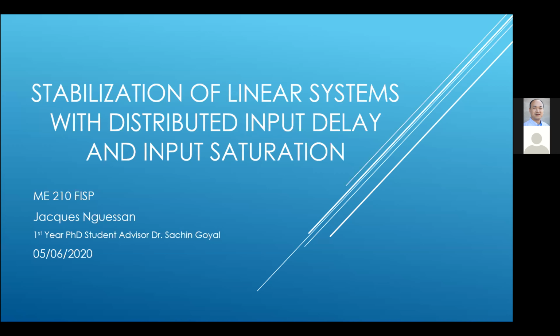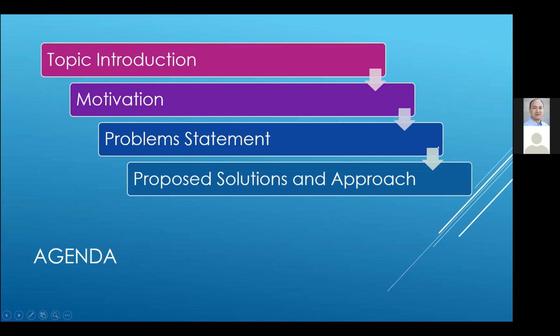So on today's agenda, we'll first introduce the topic of distributed input delay and the saturation for inputs. Then we'll talk about the motivation of why I specifically wanted to look at this topic, and talk about the problem statements that they have in the paper and the proposed solution and approaches that they use for these problems.